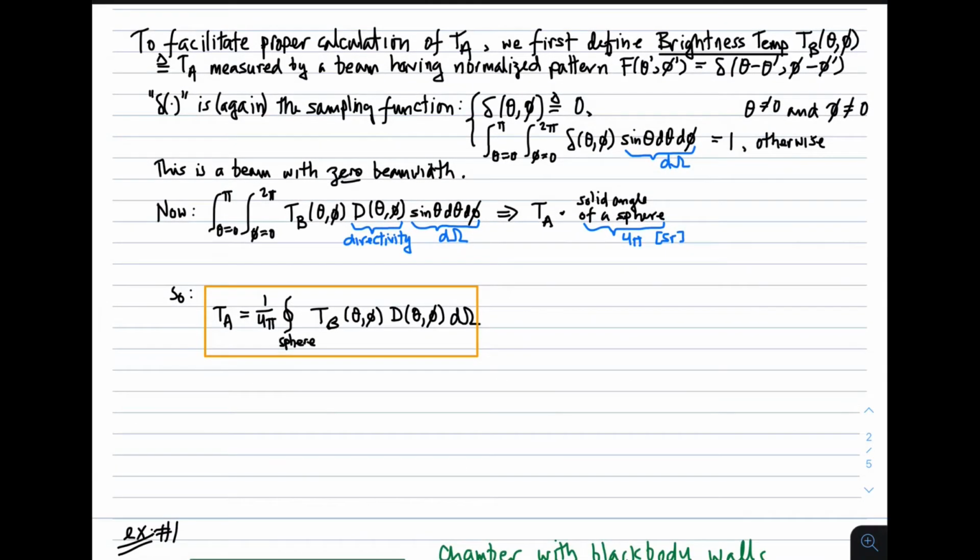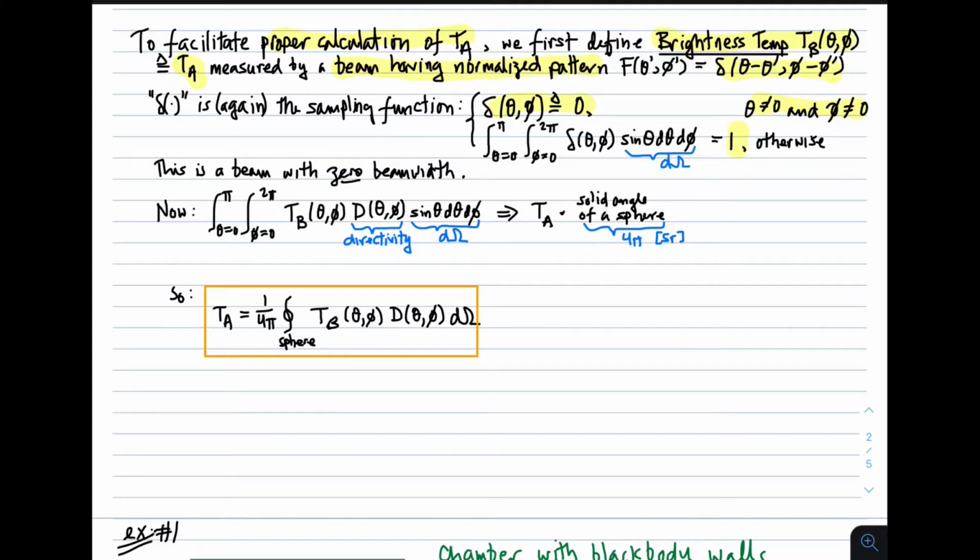To facilitate a proper calculation of the antenna temperature, what we do is first define a brightness temperature. We'll define the brightness temperature as the antenna temperature measured by a particular antenna, and that is one that has a beam with a normalized pattern, which is a delta function, a sampling function in angle. Now, we've used this idea of sampling functions before, and it's playing the same role here. In this case, the sampling function is defined to be 0 in any direction other than theta 0, phi 0. And when you integrate over a sphere, including the antenna, then the value is 1.